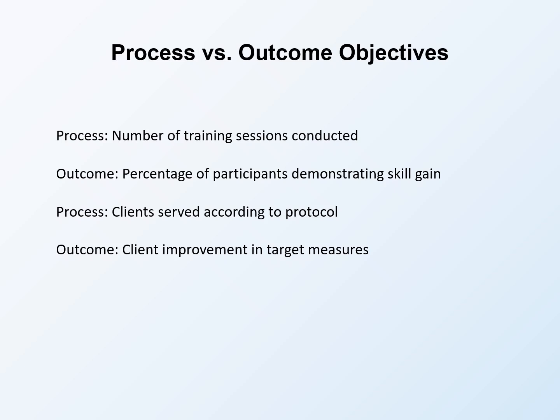Another process example is clients served according to protocol. This measures service delivery fidelity. Another outcome is client improvement in target measures. This measures client change over time. Process tracks implementation quality. Outcome tracks participant results. Both are necessary for understanding program effectiveness.